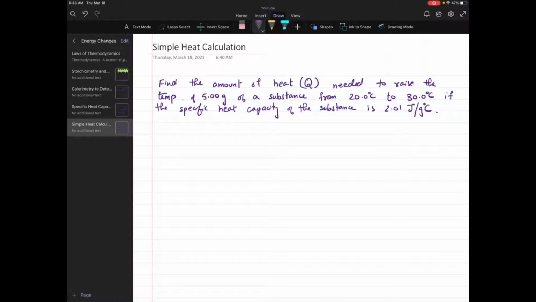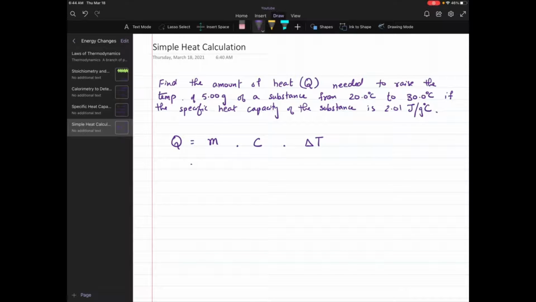We are looking for the amount of heat, which is Q, when the temperature change of the substance was 10 degrees Celsius and the mass was 5 grams, and the specific heat capacity was 2.01 joules per gram degrees Celsius. So to find the heat Q, we have to find the mass of the substance, which is 5 grams, which we have. We need to know the specific heat capacity, which is 2.01 joules per gram degree Celsius that they gave us, times the change in temperature, which they haven't given us directly, but they have given us the initial and the final temperature. And to find the change in temperature, we have to take the final temperature and subtract the initial temperature.